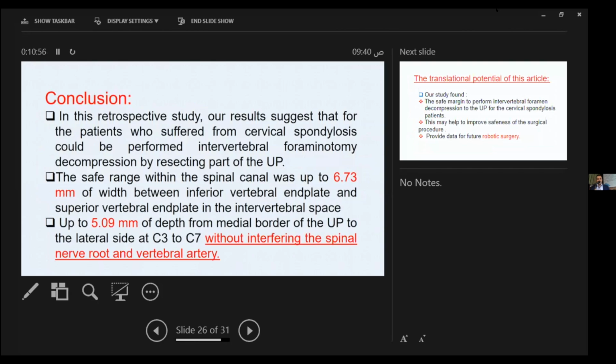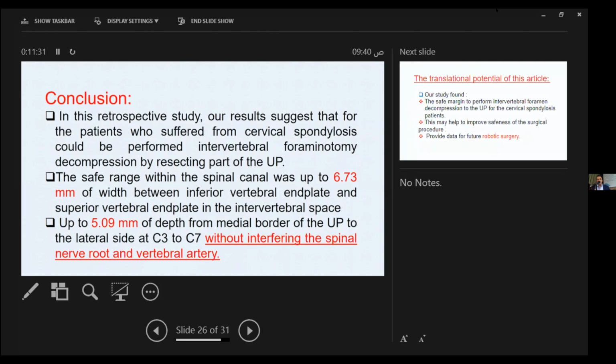The conclusion of the study: in this retrospective study, our results suggest that patients who suffer from cervical spondylosis could be performed intervertebral foraminotomy decompression by resecting part of the uncinate process. Also, we provide the safe range within the spinal canal: up to 6.73 millimeters of width between the inferior vertebral end plate and superior vertebral end plate in the intervertebral space.